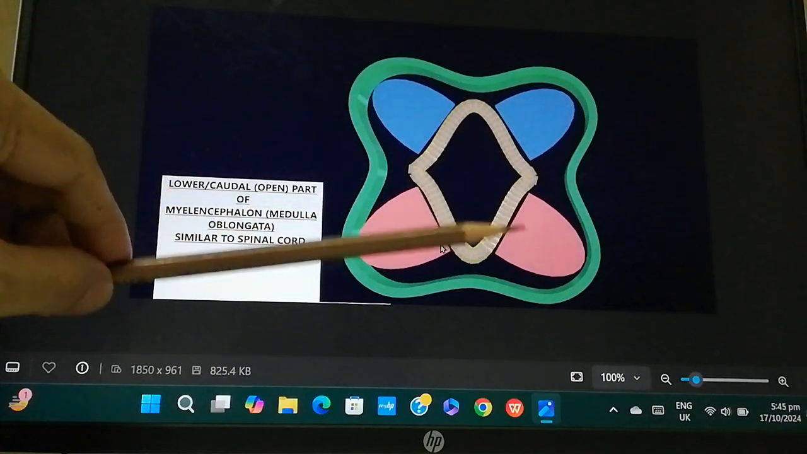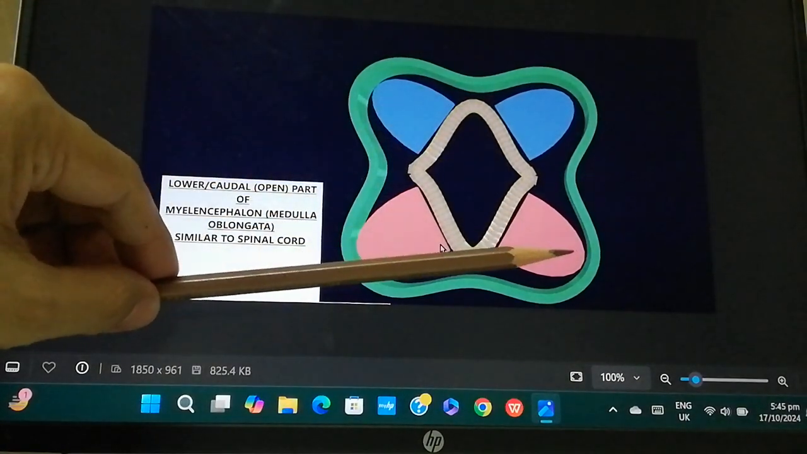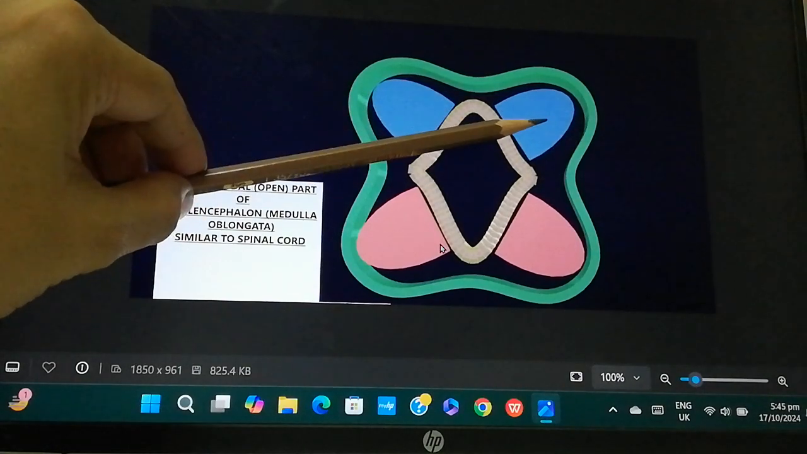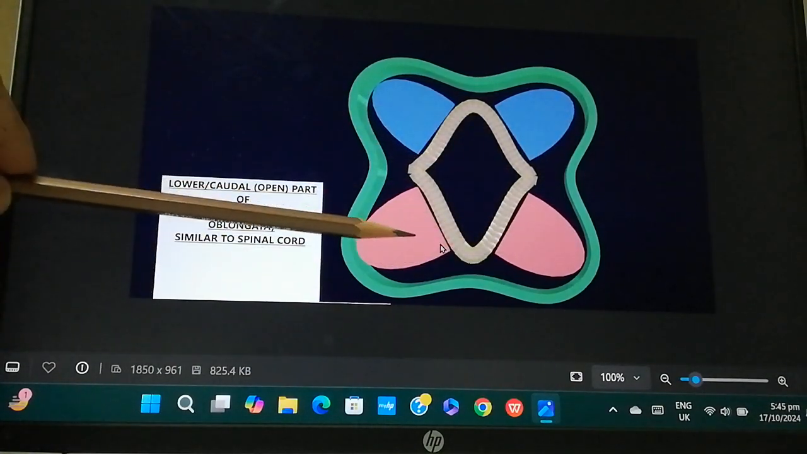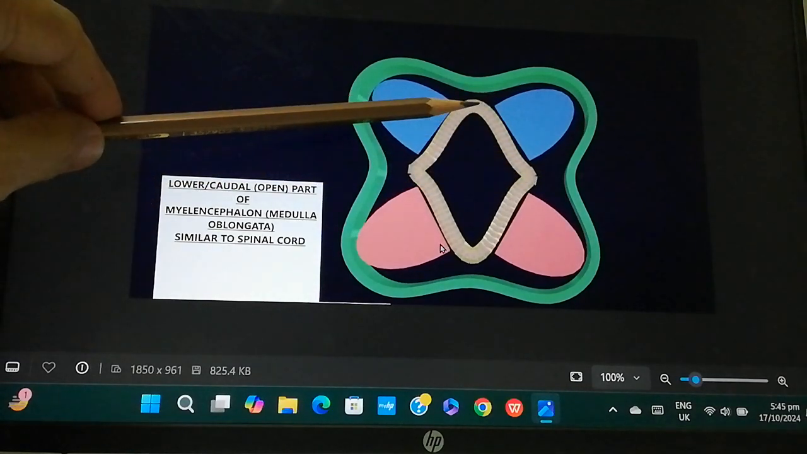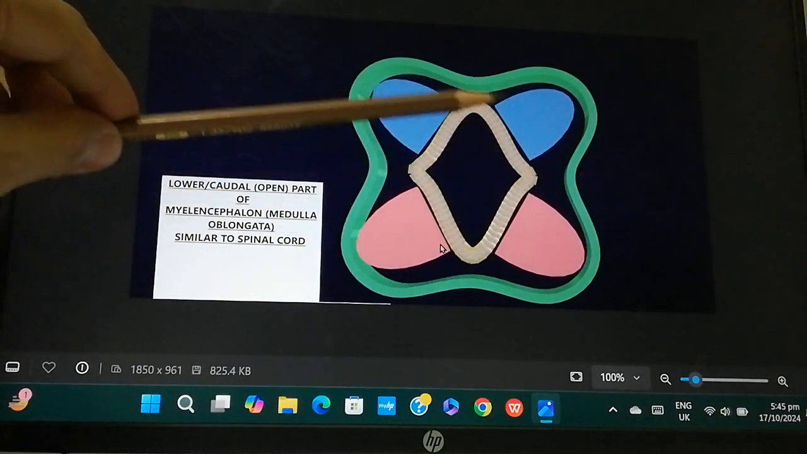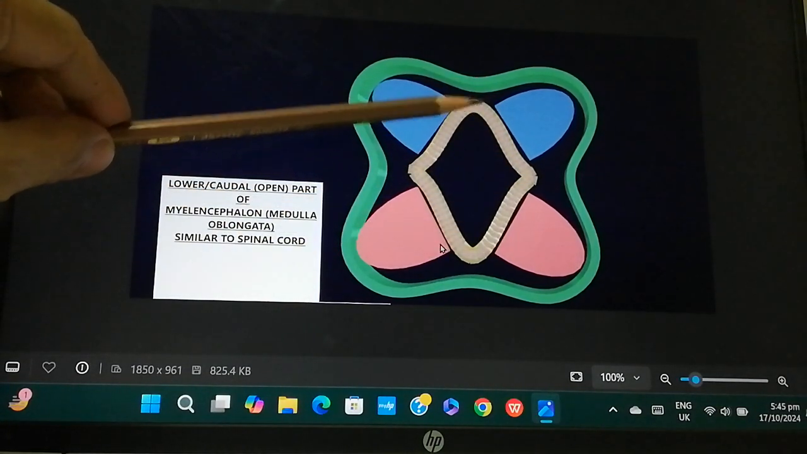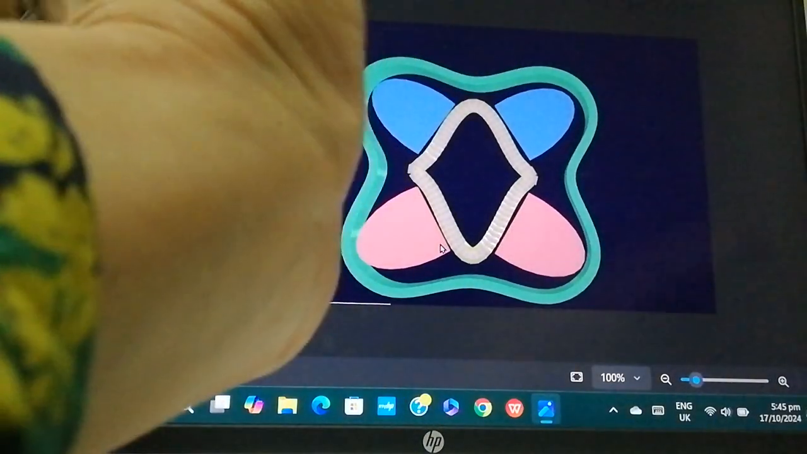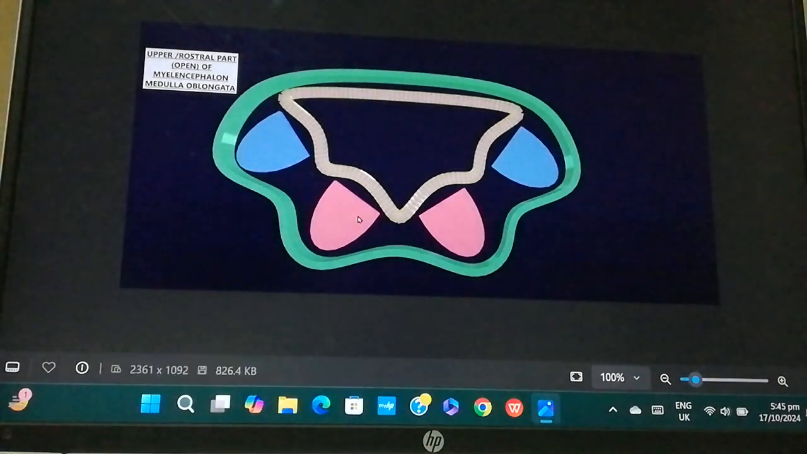Okay, again we are looking into the caudal portion of the medulla oblongata, showing the LR plates dorsally and basal plates ventrally, and these are the sulcus limitans. This is the roof plate, this is the floor plate. The roof plate is supposed to be stretched laterally and it will open like a book, right? So let's see what happens.